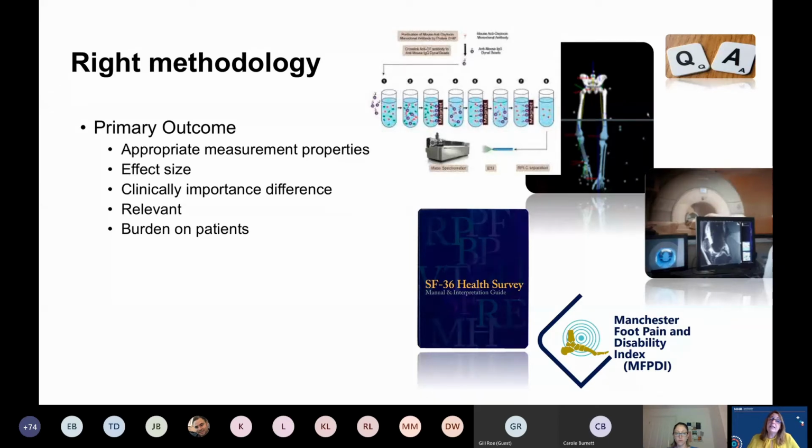clinical trial. It needs to be clinically important. So who cares if you can determine a change, but if it's a change that patients can't measure, it doesn't matter. And again, making sure it's relevant and not too burdensome on patients.